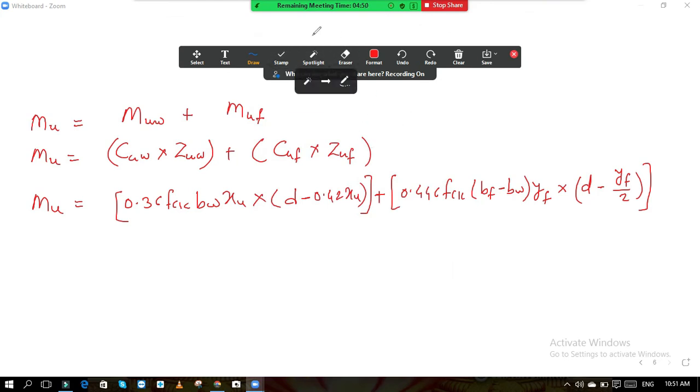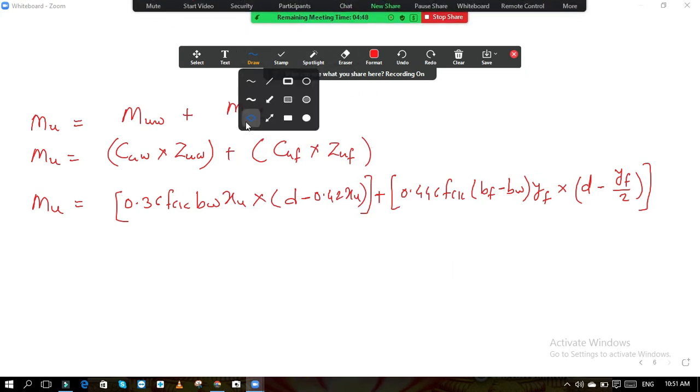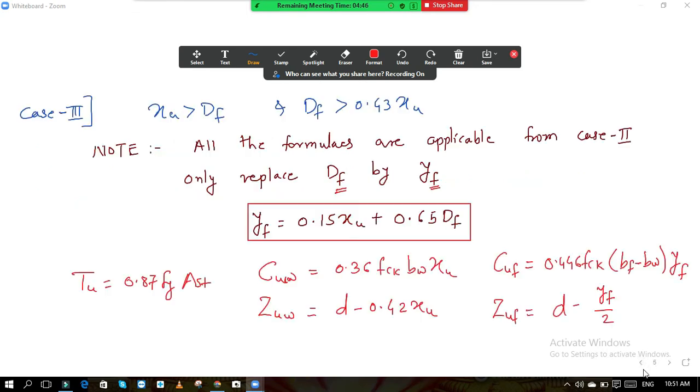It is the formula given in the IS code: yf is equal to 0.15 xu plus 0.65 Df. The derivation is not in your syllabus. Even the derivations of any of these formulas are not in your syllabus for this T section. It is very vast. Still, this is the standard formula, and you will get it in the IS code.